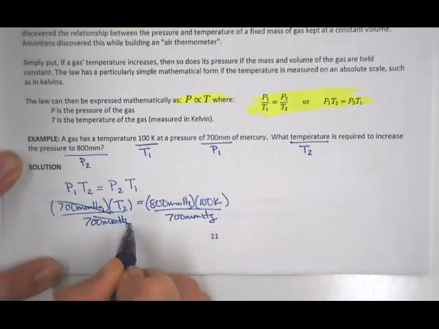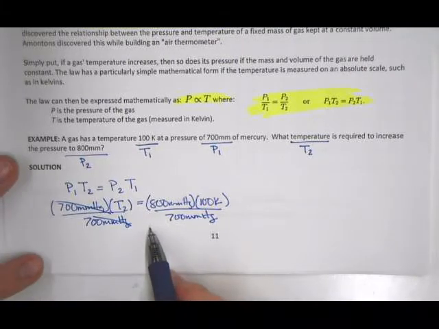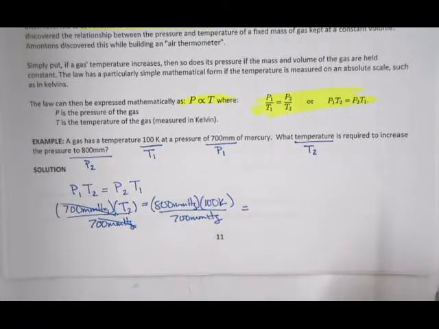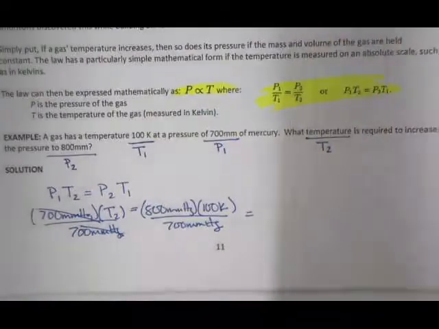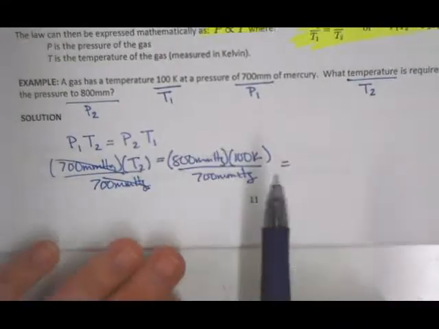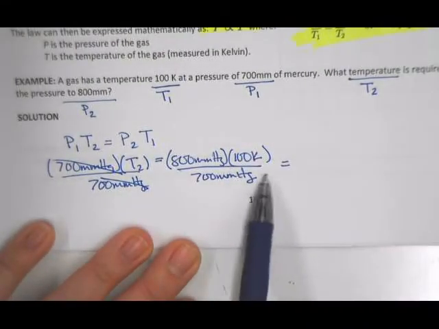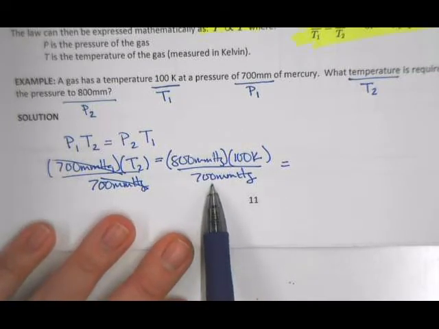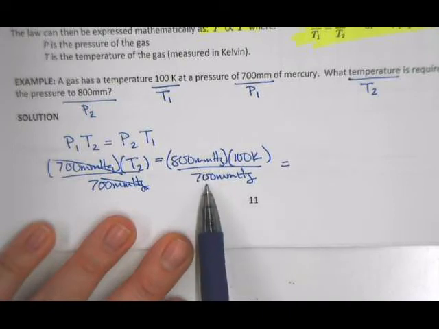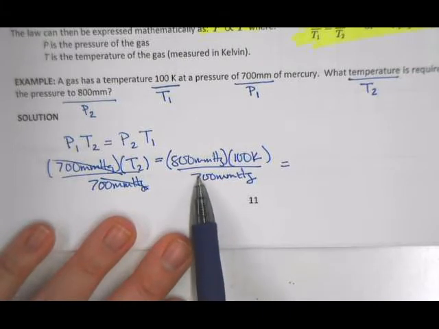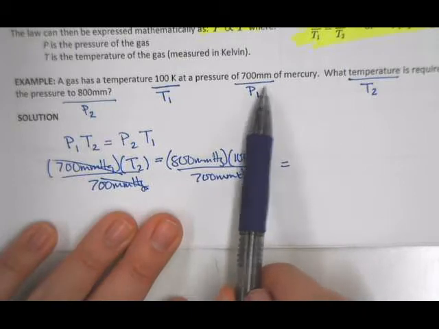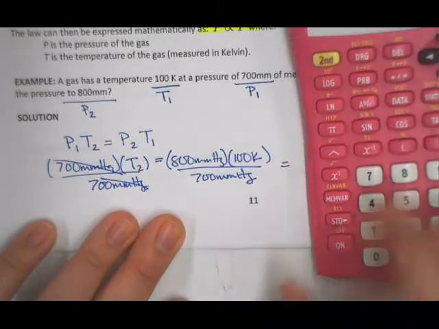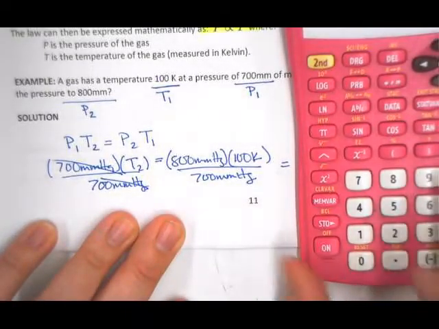Okay, so that cancels it out from this side. I now have temperature 2 equals 800 times 100 over 700. You can see if you're doing this right because you can predict whether or not this answer is going to make sense. My initial temperature was 100, and this ratio of 800 over 700 is going to make this get bigger because 8 out of 7 is bigger than 1. If my pressure goes up, my temperature should go up, and this will go up. So I can tell that I'm doing it correctly. If it had gone down, then you would know that you were doing it wrong.